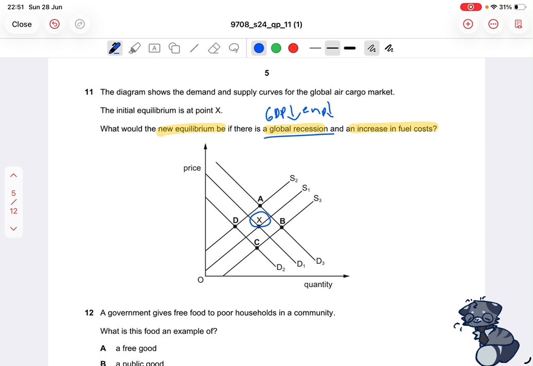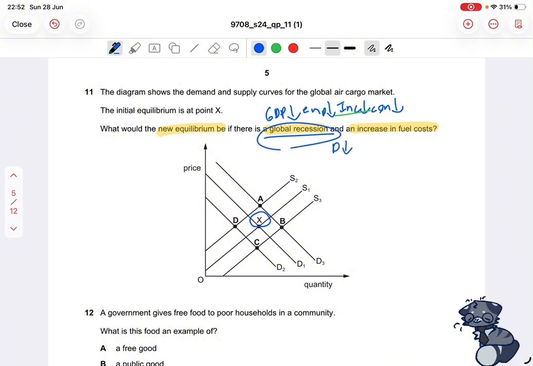If employment falls, less people are receiving incomes. That means incomes will fall. If incomes fall, then purchasing power falls, then consumption also falls. So as consumption falls, that means that the demand for goods will generally decrease because you just have less purchasing power, right? So essentially, a global recession will lead to a decrease in demand.